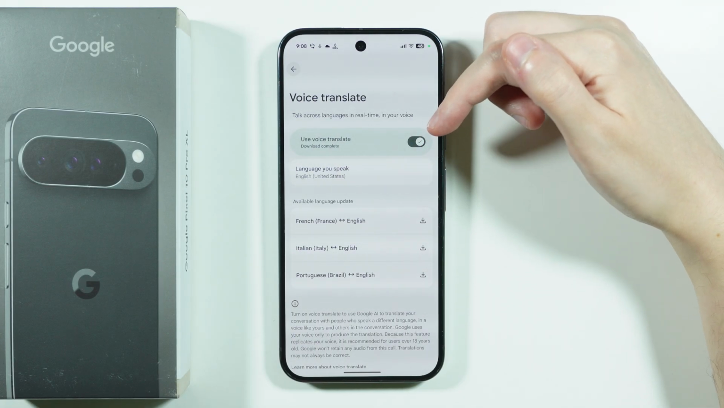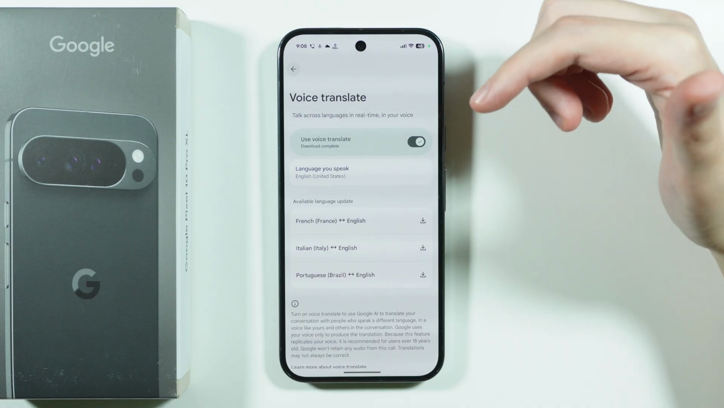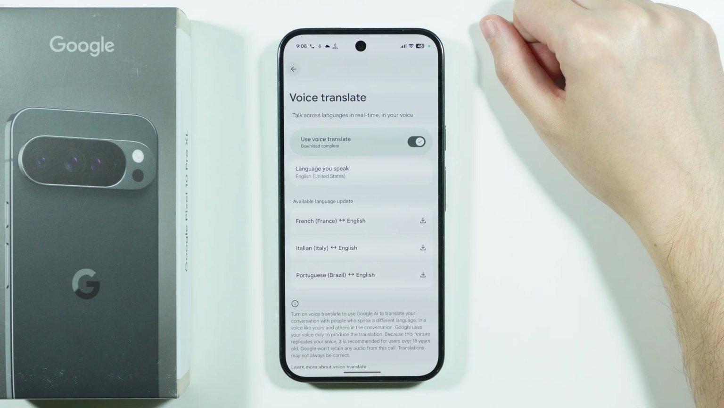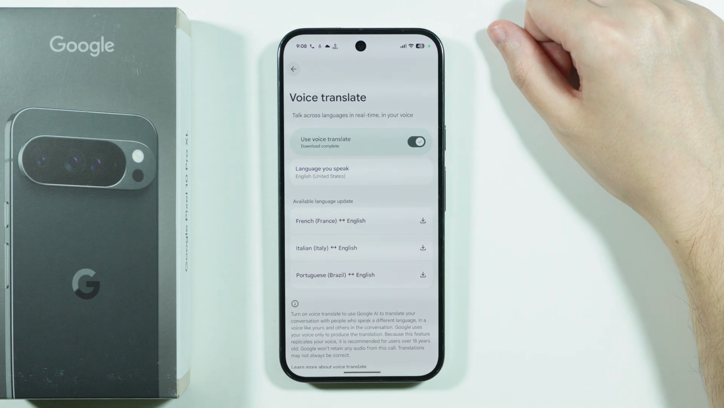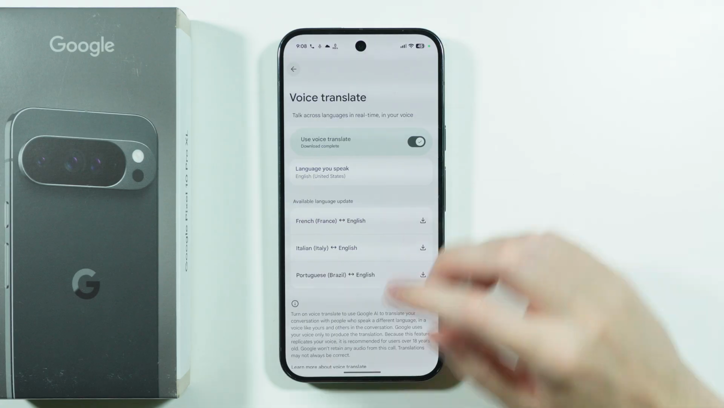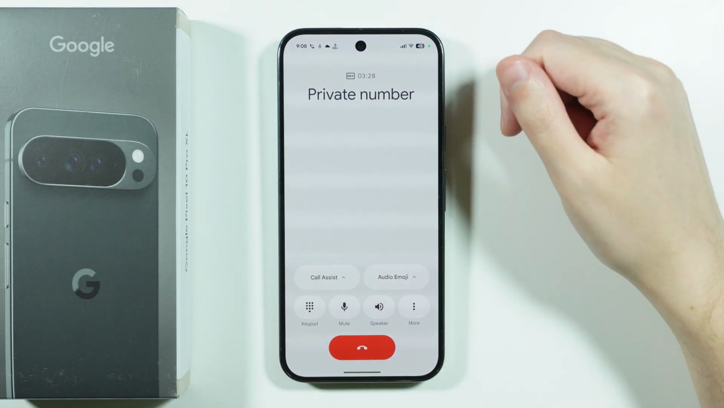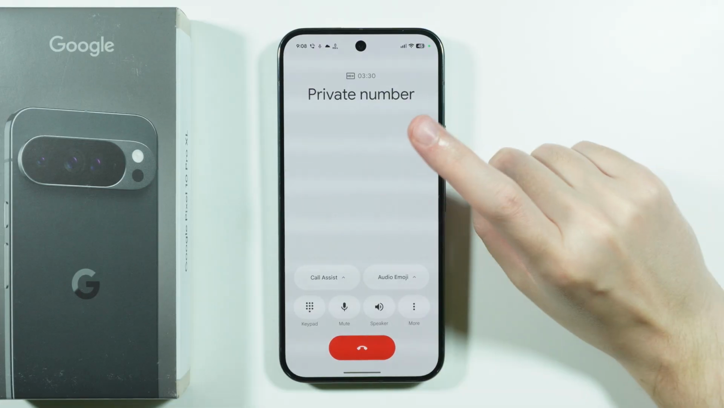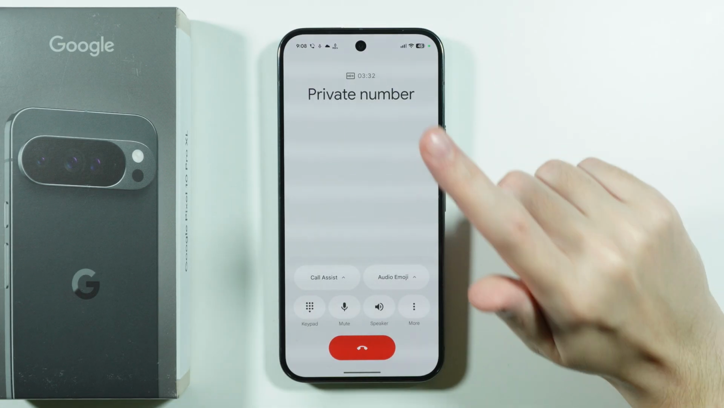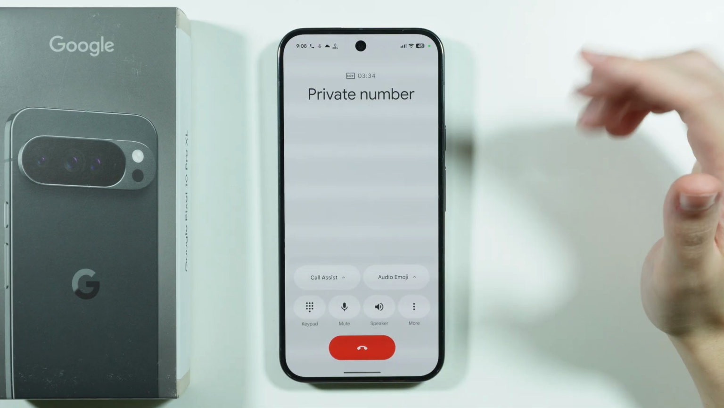this feature is enabled. This takes also a short while to download the voice translate feature, but once you have it, you should be able to go back to the call and you should be able to find the Call Assist option. Keep in mind that unfortunately this feature is not available in every region or in every country.